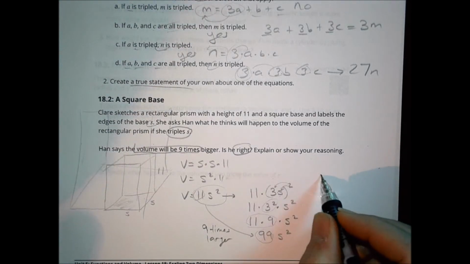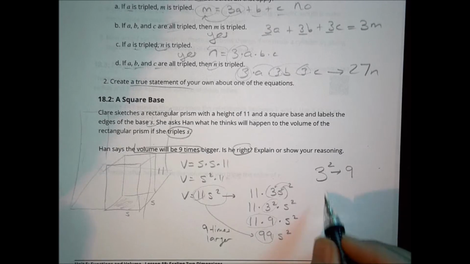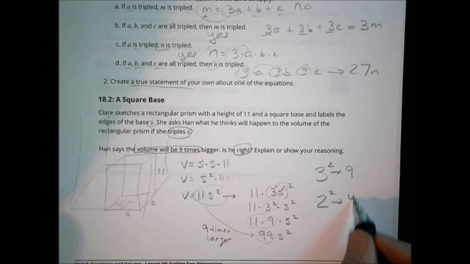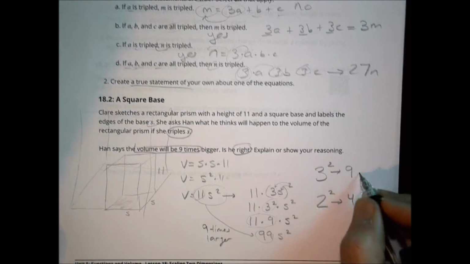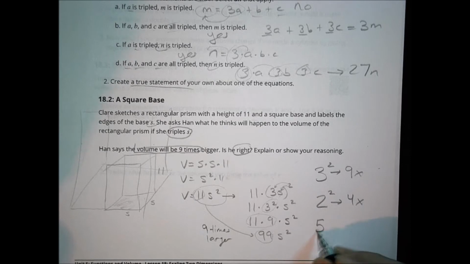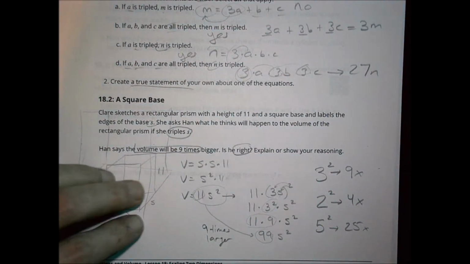So whatever that is, if it's triple, then we square it and it becomes 9 times larger. If it happened to be double, which we'll look at in a second, and we square that, that would make it 4 times larger. If we want to make it 5 times larger, again, we would square that and it would make it overall 25 times larger. And you can go on and play with all those numbers you like.